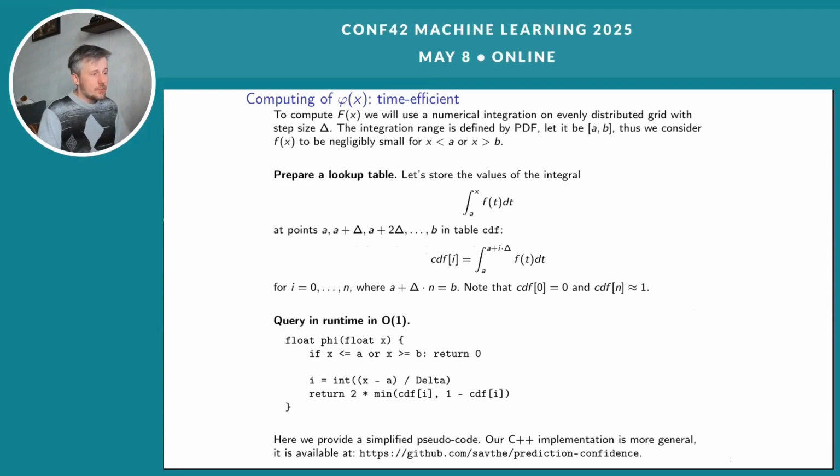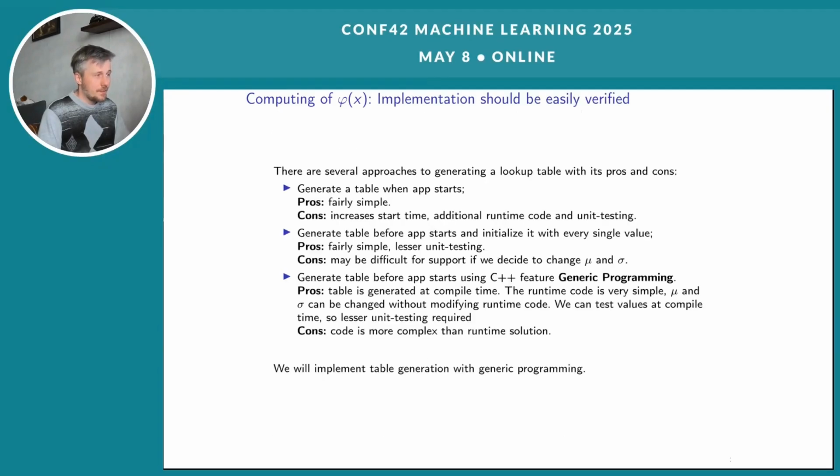The code below shows that querying of the confidence value is done in constant time. We just compute the index of the appropriate point in the grid and return the doubled minimal value of the integral in this point. Here we provide a simplified code. Our C++ implementation is more general and it is available on GitHub.